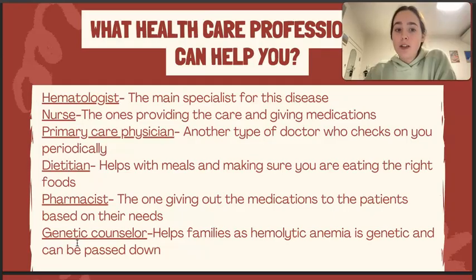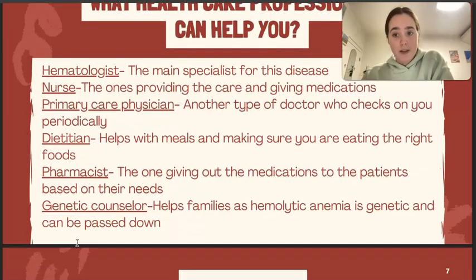The primary care physician, your PCP, checks on you periodically. Usually you have a checkup once a year. They're just making sure everything's okay with you. A dietitian helps you with meals, meal planning, meal prepping, making sure you're eating the right foods to help you fight the disease. A pharmacist is the one giving you your medications, making sure everything's okay, making sure the medications aren't messing with you too much. And the genetic counselor is someone who helps families with hemolytic anemia, because that can be passed down. So just making sure that everyone in the family is okay and they don't need to start treatments either.